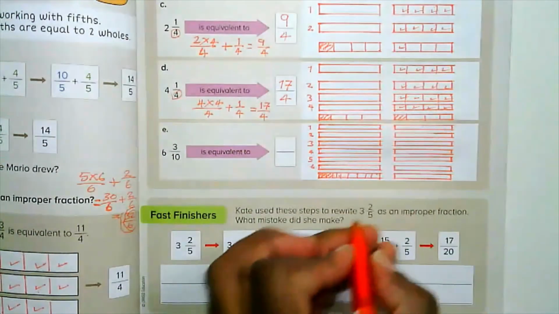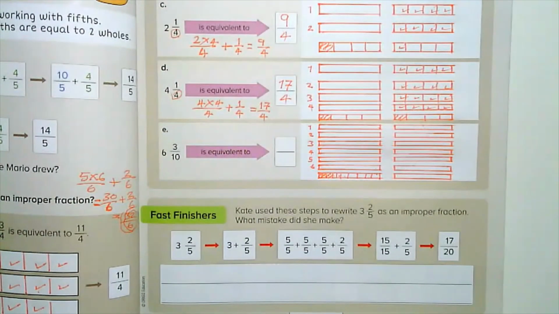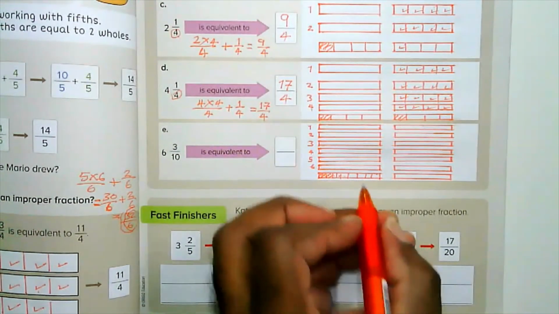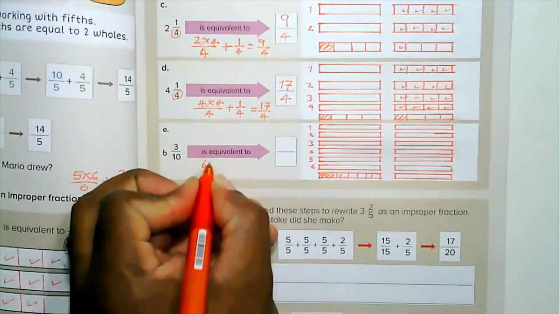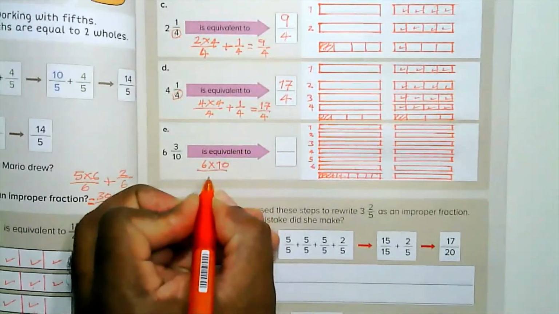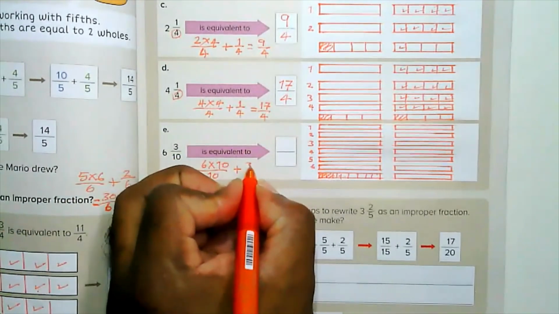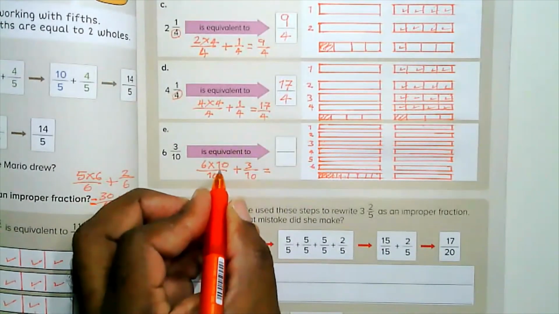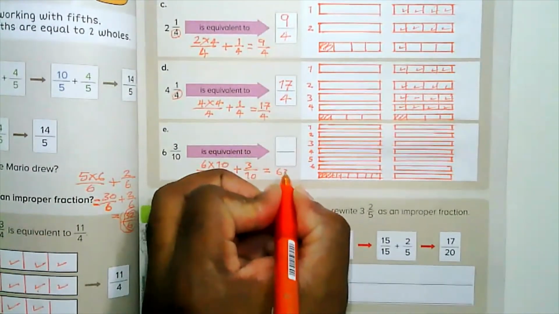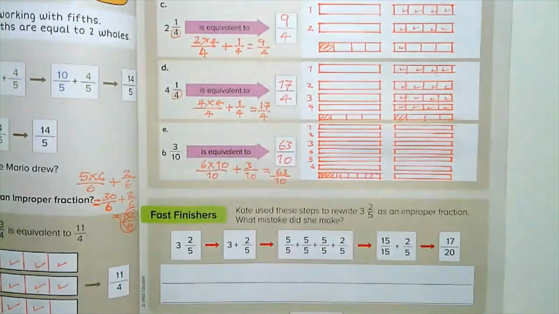So we split all of this into 10 equal parts. And we will have something like 6 times 10 over 10, then plus 3/10, which is equal to 6 times 10. 6 times 10 is 60 plus 3, 63/10. So we have 63/10.